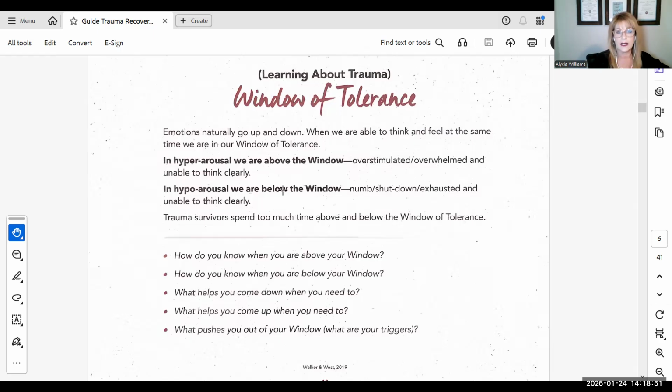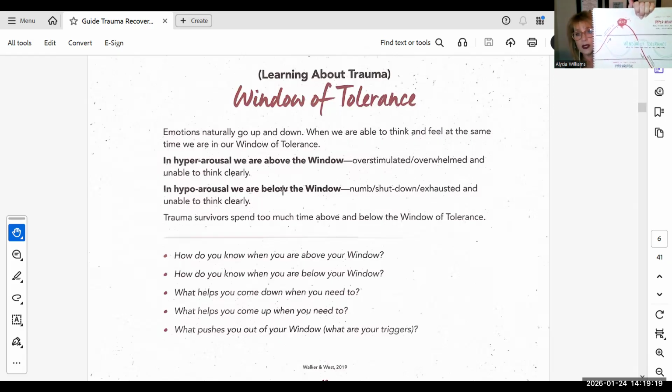Emotions naturally go up and down. Think of this picture: emotions go up, emotions go down. And when we are able to think and feel at the same time, we are in our window of tolerance. So here's the window. Emotions go up and they go down, and that means that we are in our window of tolerance.